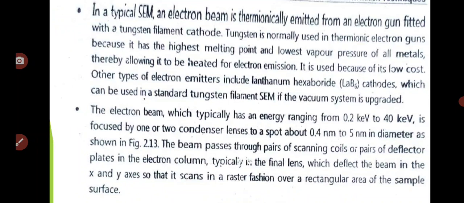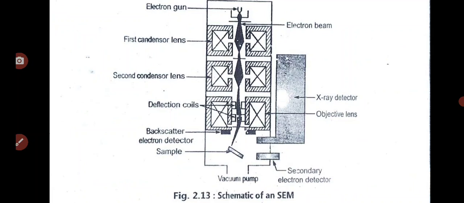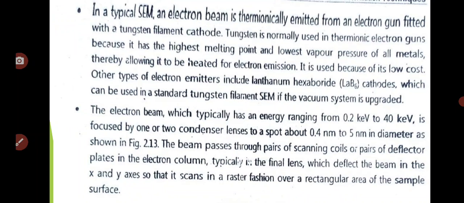So in this typical scanning electron microscope, the electron beam is thermionically emitted. See in this figure, at the top is the electron gun, and the electron beam is emitted from the tungsten filament, which normally works on the principle of thermionic emission. Thermionic electron guns use tungsten, which has the highest melting point and lowest vapor pressure of all the metals, allowing it to be heated for electron emission.